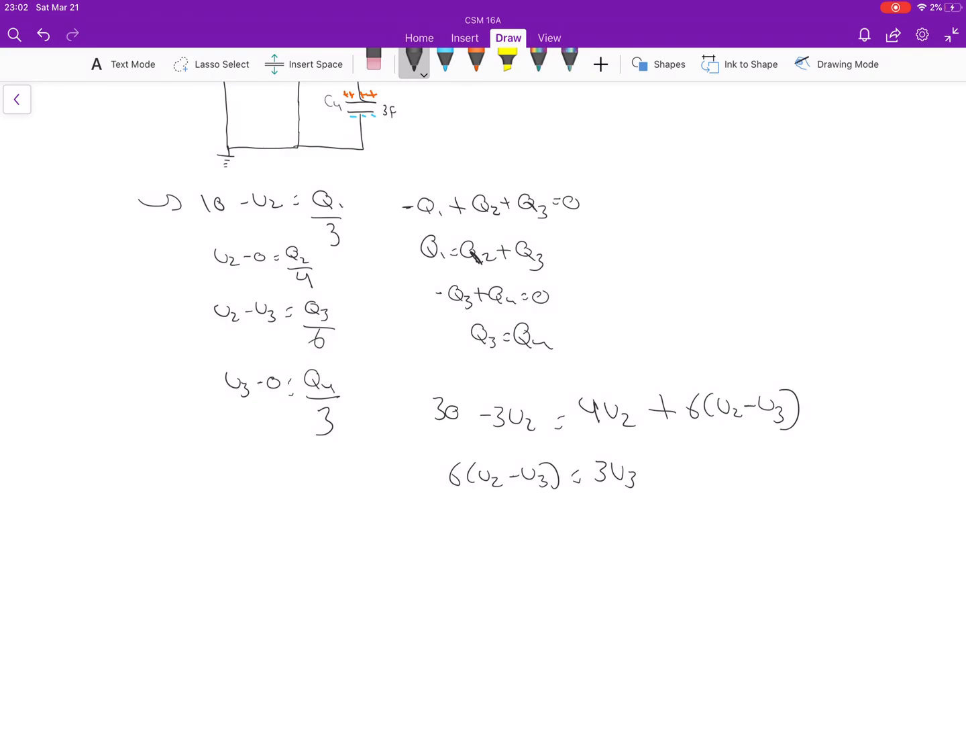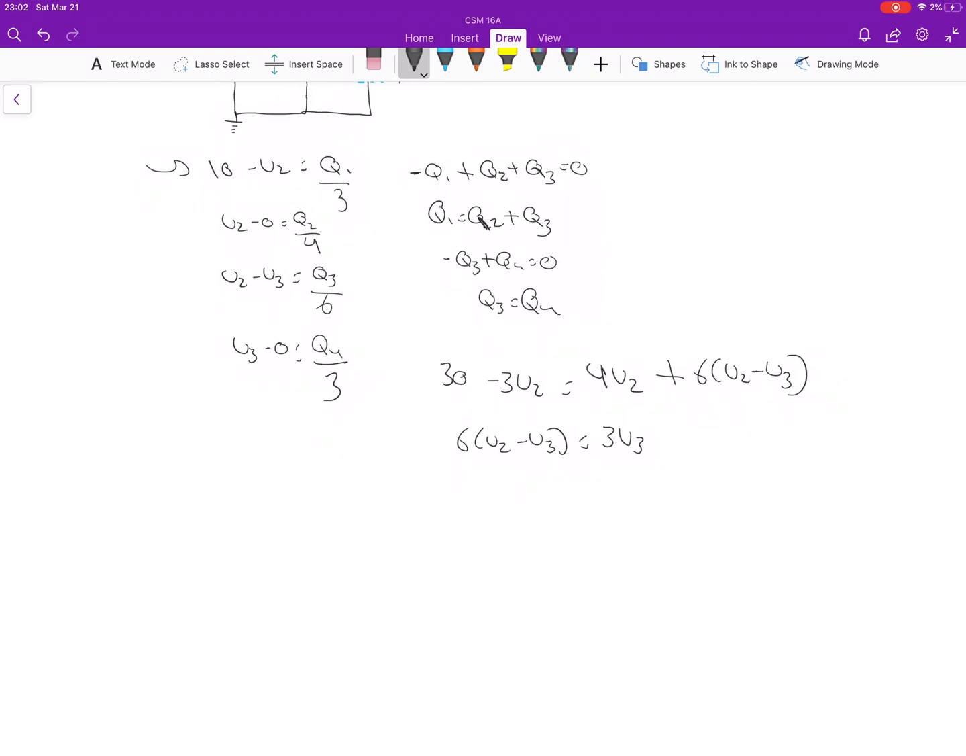So let's solve the bottom one first and find an expression for U2 or U3. So we'll say 6U2, let me do this on the left side. So 6U2 minus 6U3 is equal to 3U3. So 6U2 is equal to 9U3, and U3 is equal to 2/3 of U2. Okay, so we have this expression relating them. We just have to plug into the first one.